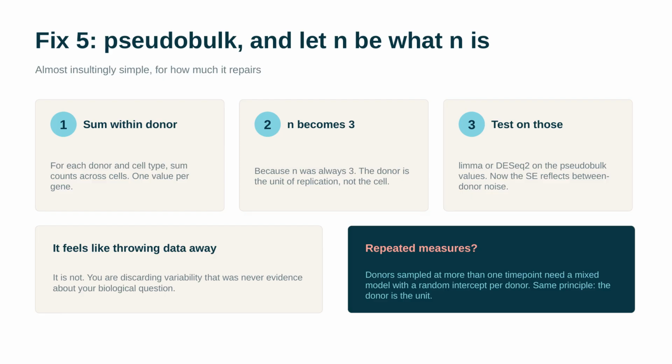The standard error reflects between-donor variability, which is the thing your biological claim is about. And now you can run a t-test or a Wilcoxon test on those pseudobulk values, and get an honest answer. If you have repeated measures, donors sampled at more than 1 time point, then you need a mixed model with a random intercept per donor, using something like lme4. But the principle is identical. The donor is the unit, not the cell.